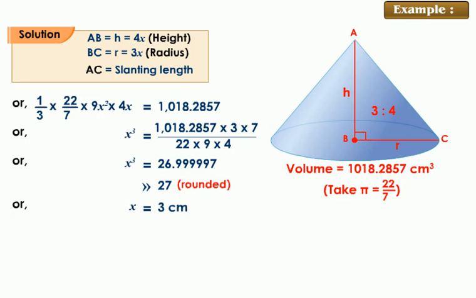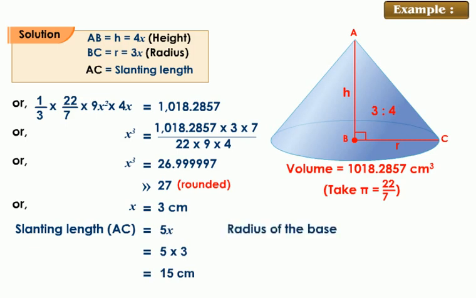Now, let us substitute the value of x in the assumed values. So, we get the slanting length AC equals 5x, that is 5 × 3 = 15 cm, and the radius of the base equals 3x, that is equal to 3 × 3, that is 9 cm, and that is the required answer.